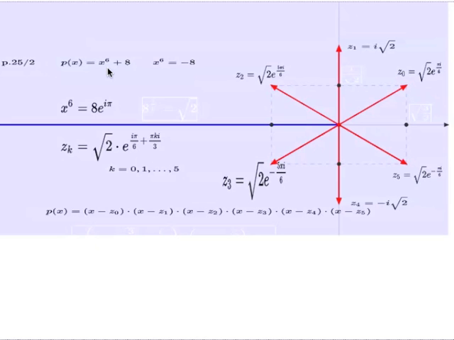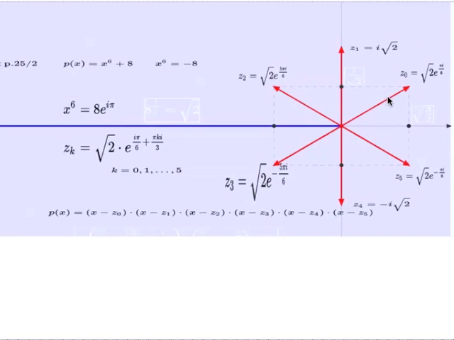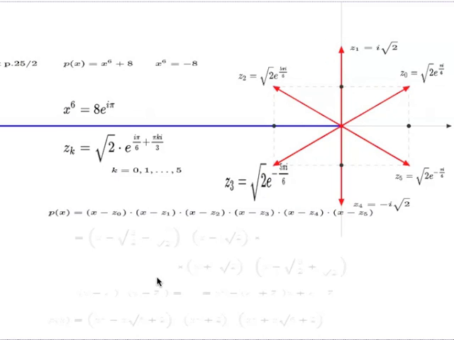The key to this factorization over real numbers is the observation that these roots, these red vectors, have a very nice property: they have a symmetry. They all come with a complex conjugate in pairs. For instance, this Z0 comes with a complex conjugate here. This Z2 comes with a complex conjugate, Z3. This Z1 comes with its complex conjugate down here, Z4. And we can exploit this extra observation. Look how we can exploit it.